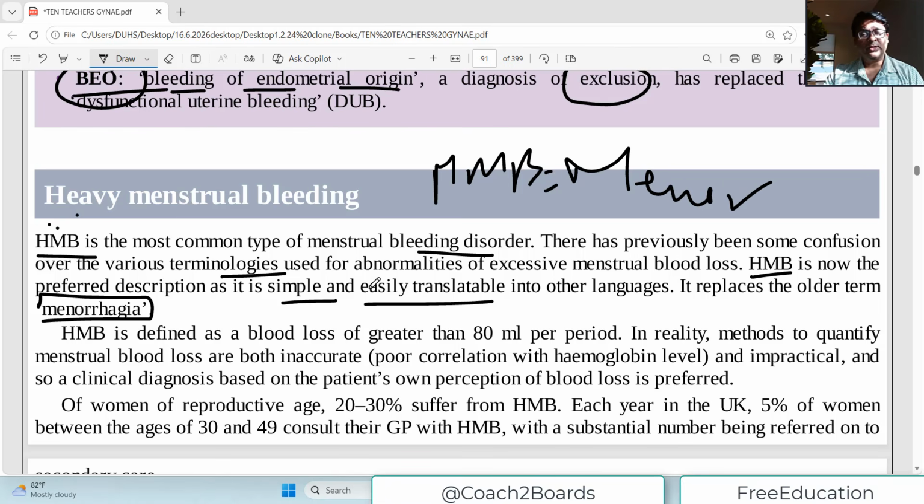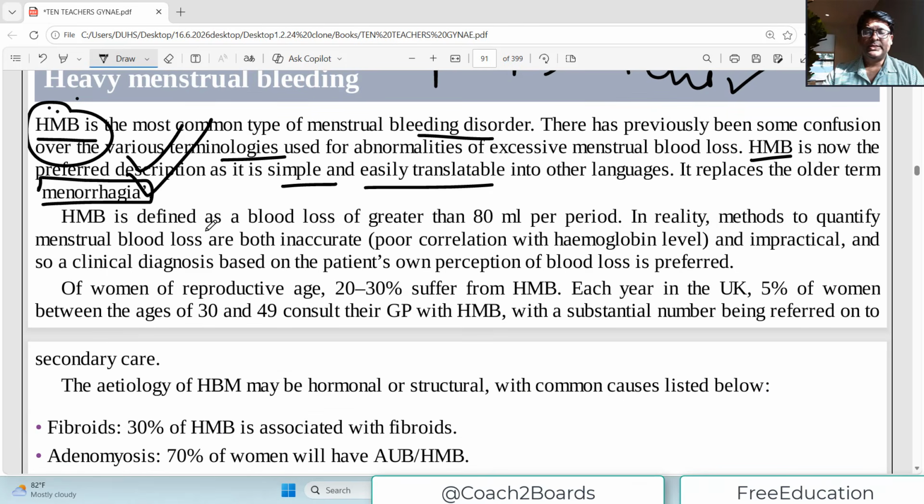In fact, in our medical school, when I was graduating, menorrhagia is the term that we used to use, right? But now it's been almost replaced by HMB. It is defined as a blood loss greater than 80 ml. I mean, obviously, if you are calling it heavy, you have to then quantify how heavy. More than 80 ml per period, यानी period 3-4-5 दिनों पर जो है उसमें अगर 80 ml से ज़्यादा blood loss होता है, then this is what you call it, right?